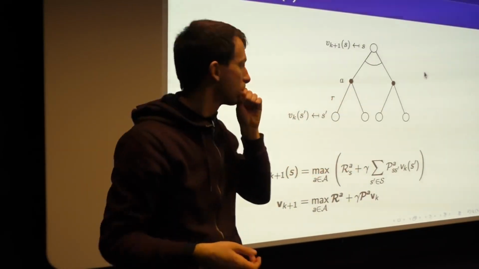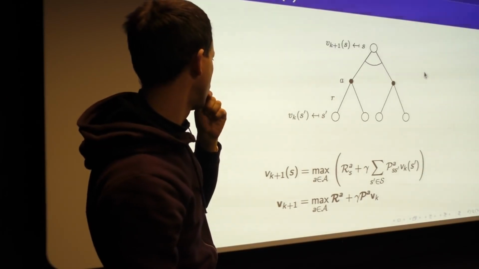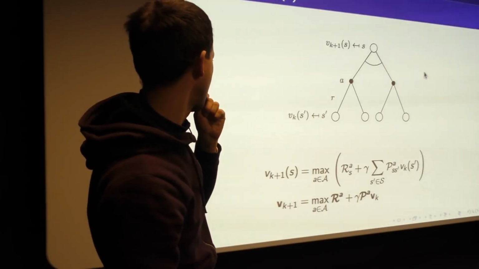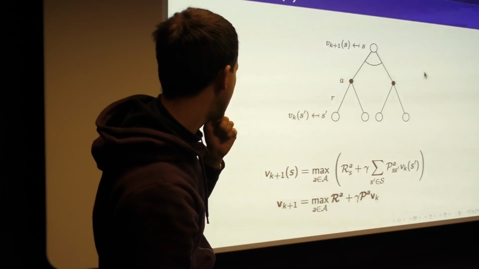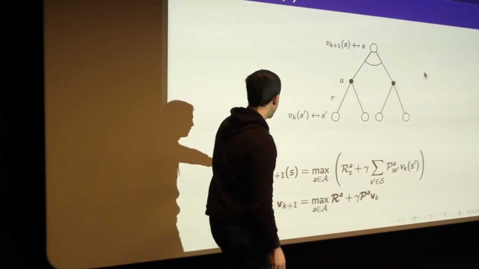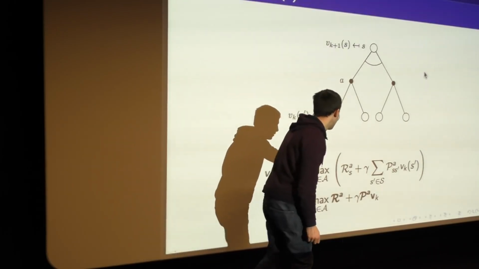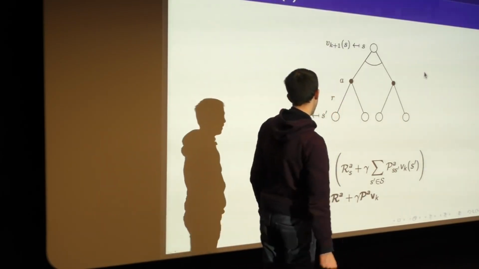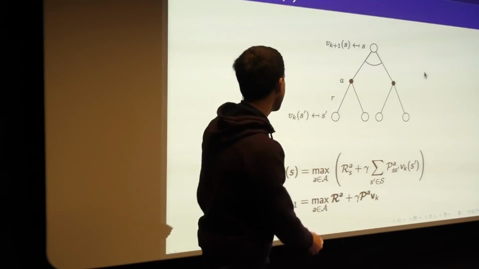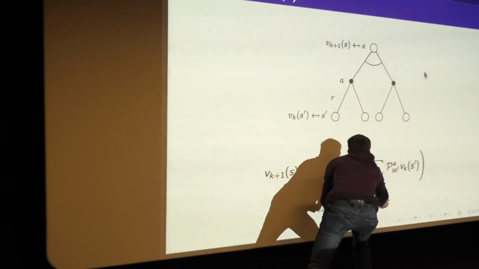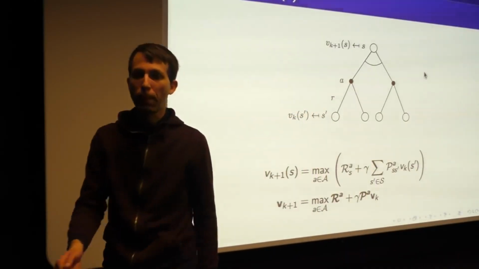Should there be a bracket at the bottom as well, or no? Where? The second line? Here? Around the max? Yeah, this is a max over the whole thing. Or the whole thing, okay. Yep. Yes, thank you.